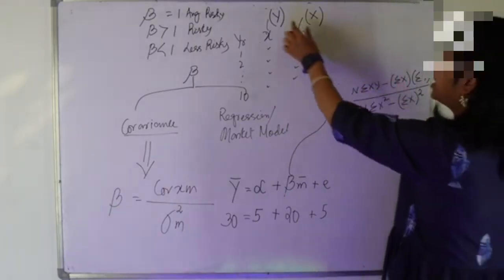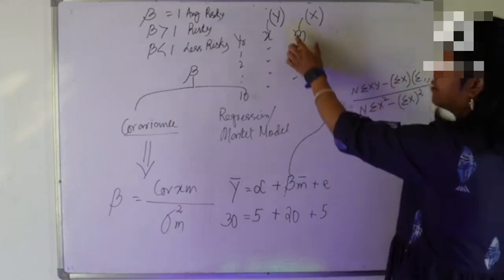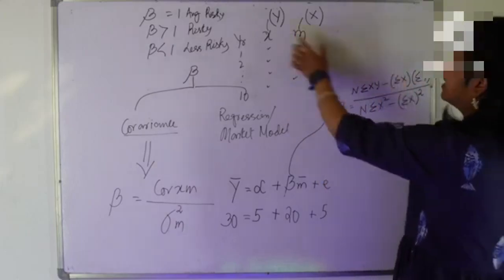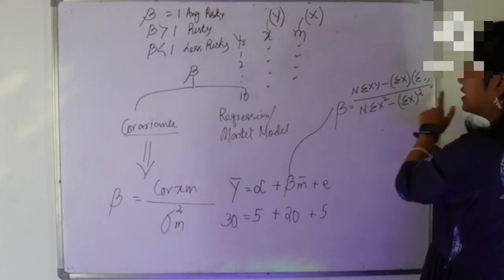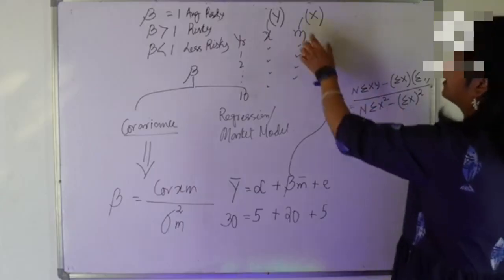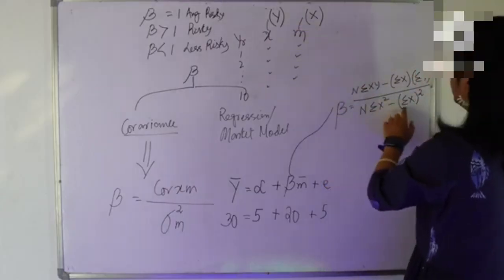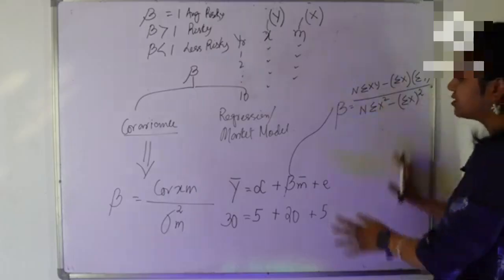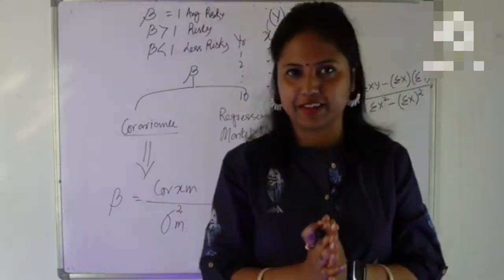And then I sum individually the x and sum individually the y. Then take sigma x square, which means I take the square of the values, and sigma x whole square. So this is the formula we will see with the help of an example.